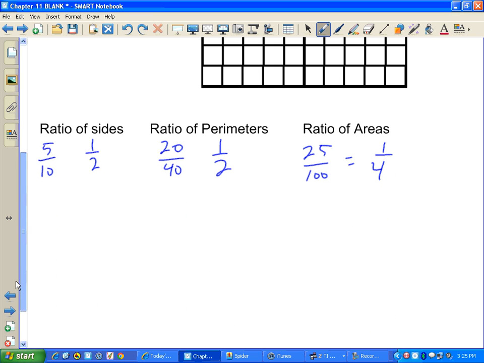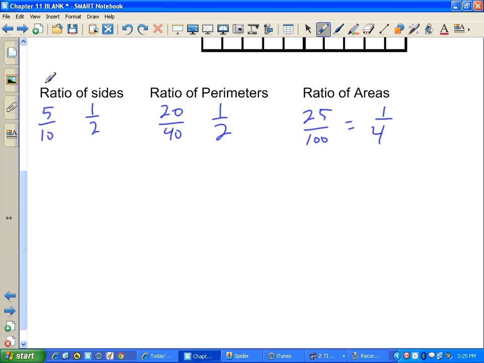So let's say instead our squares had different ratios. Let's say one square had sides that were 3, and the other one had sides that were 7. So the ratio of the sides would be 3 to 7. The perimeter of a square with sides of 3 would be 3 plus 3 plus 3 plus 3, which would be 12. 7 times 4 is 28, and this is going to reduce down to 3/7. So again, the ratio of their sides and the perimeters are the same.